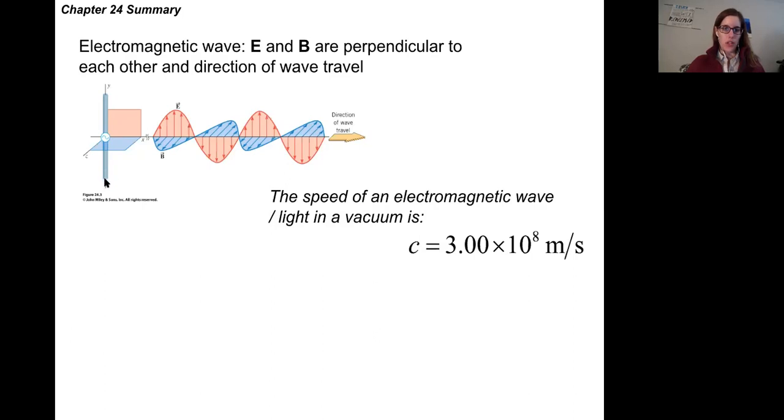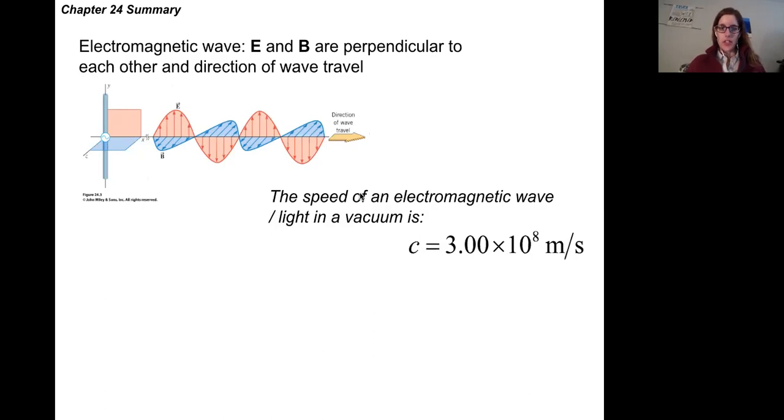That's one way we can generate an electromagnetic wave, that it creates a changing current going up and down, which generates electric field going up and down, and magnetic field going in a perpendicular direction. Both of those are perpendicular to the direction the wave is traveling, which is to the right there.